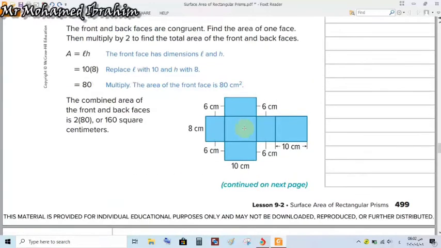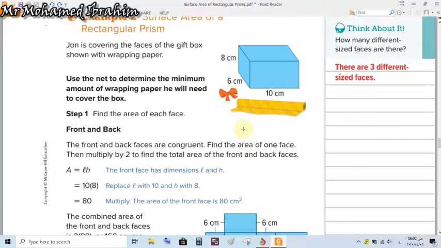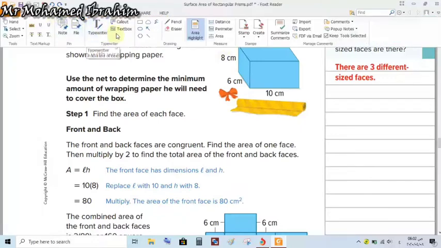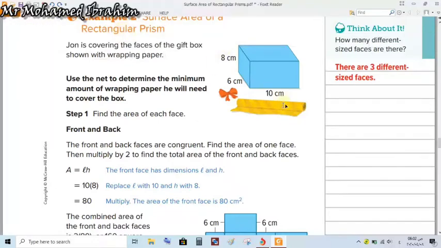I think he found this. Yes, let's try to find this: 8, 6, 10. It's the same example. Look, we have here 3 numbers. So 2 times. We will write it like that. This is what we are going to write.